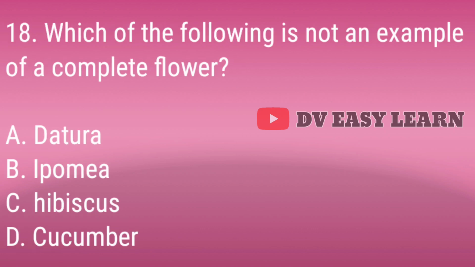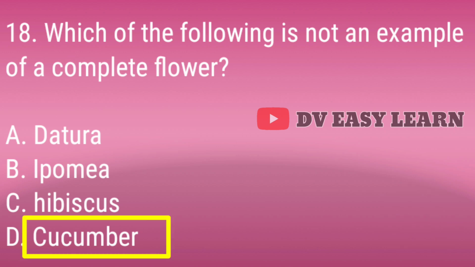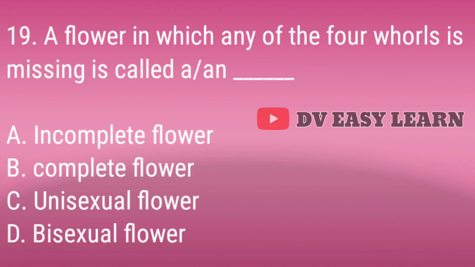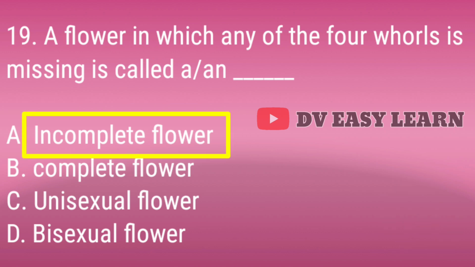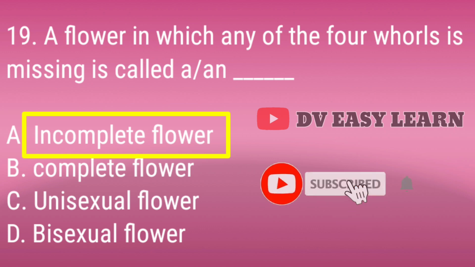Question number 18. Which of the following is not an example of a complete flower? Correct option cucumber. Question number 19. A flower in which any of the four whorls is missing is called. Correct answer an incomplete flower.